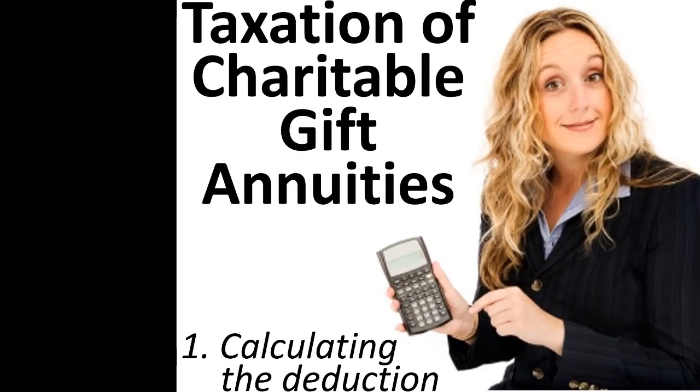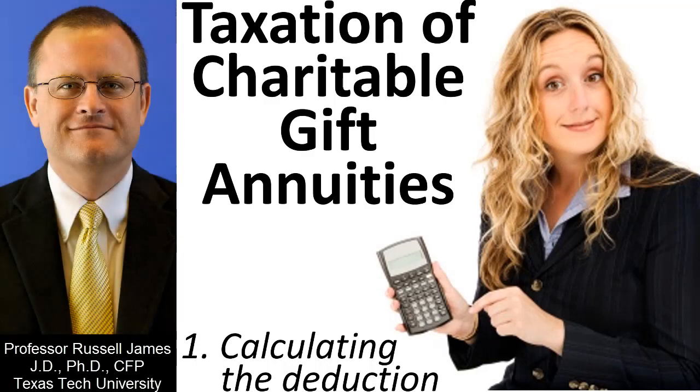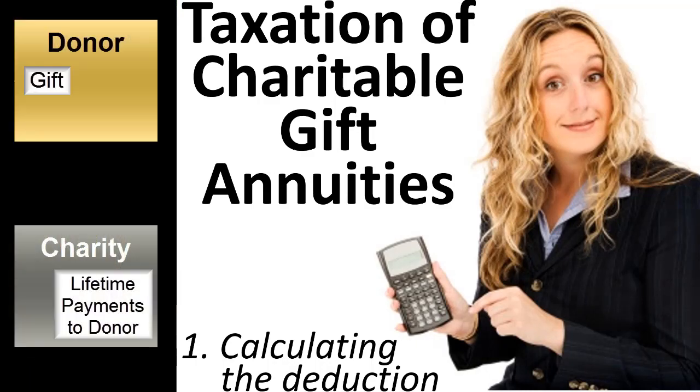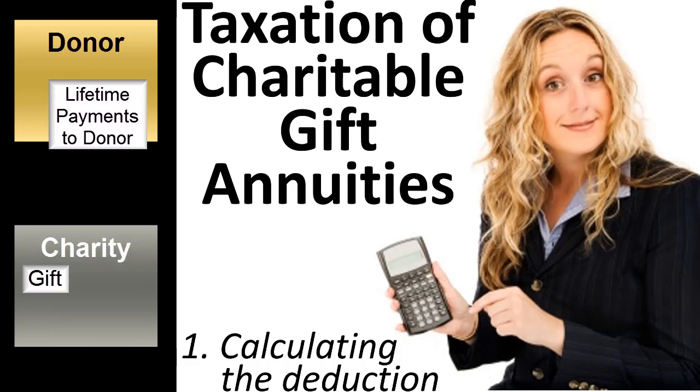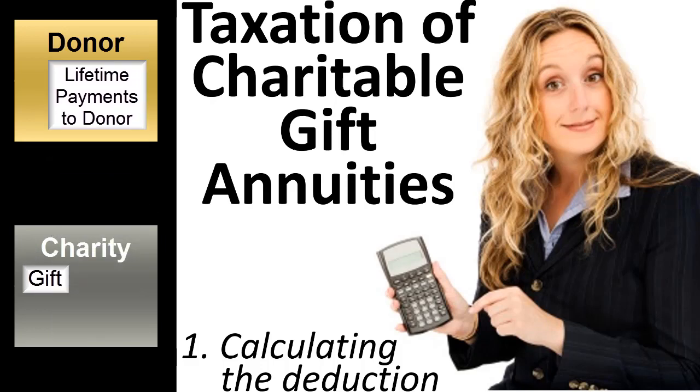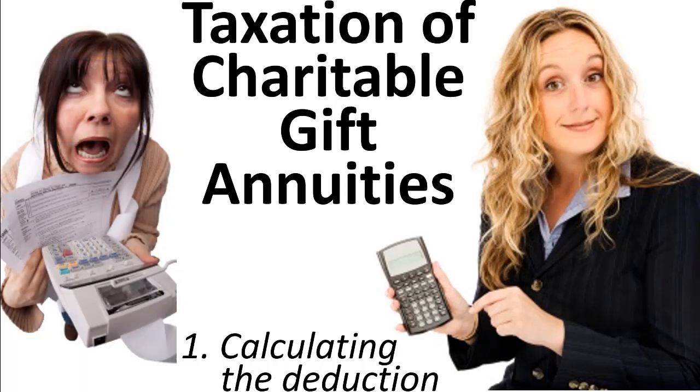Welcome to the Taxation of Charitable Gift Annuities, Part 1, Calculating the Deduction. This is Professor Russell James. A donor makes a gift and in return receives annual payments for life from the charity. This is the basic concept of a charitable gift annuity. Despite this underlying simplicity, understanding the tax implications of a charitable gift annuity can be quite complex. So complex, in fact, as to warrant this separate series of lectures.